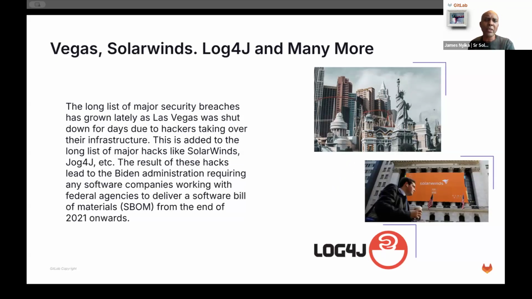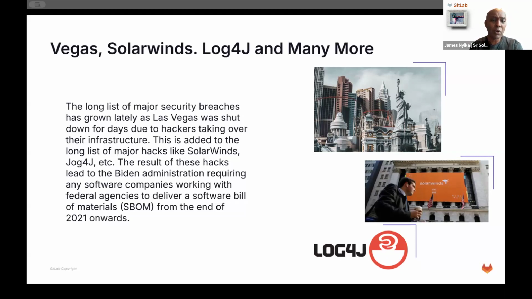So where did all of this come from? If you think about the long list of security breaches that we have seen over the last few years, Fun City, Las Vegas was shut down for a number of days because of hackers taking over that infrastructure. I remember something about them having actually encrypted certain stores, and therefore people couldn't access the information, or you couldn't get key cards to actually work at the hotels. You had the massive SolarWinds breach, Log4j, a very, very popular library.